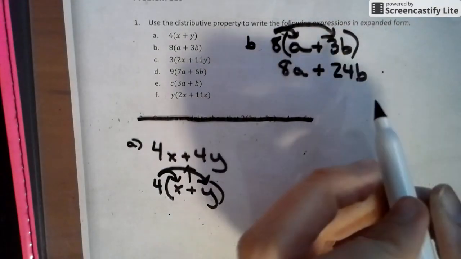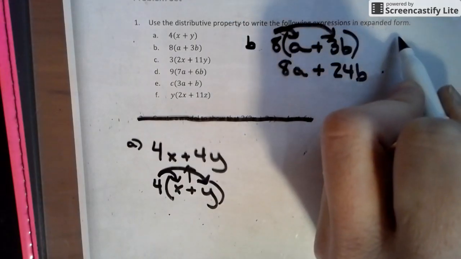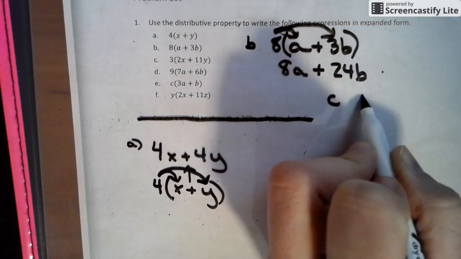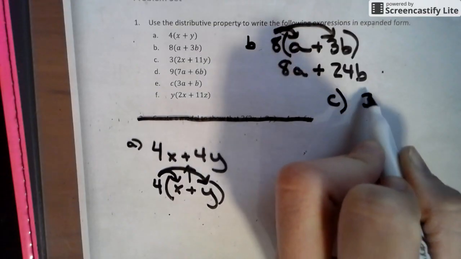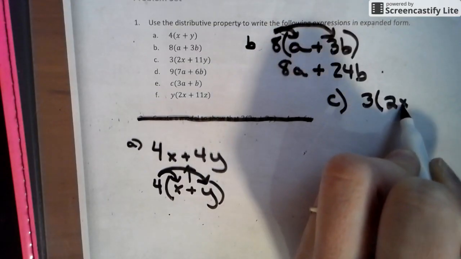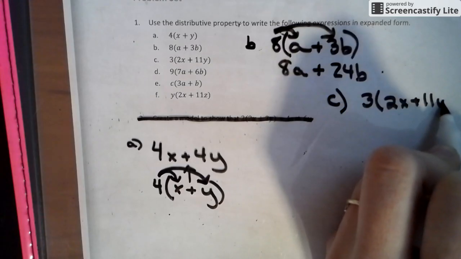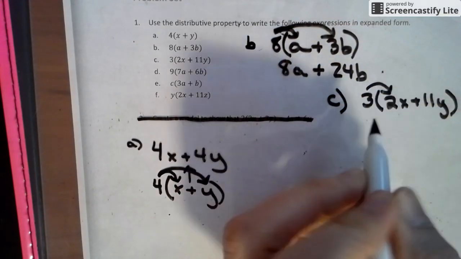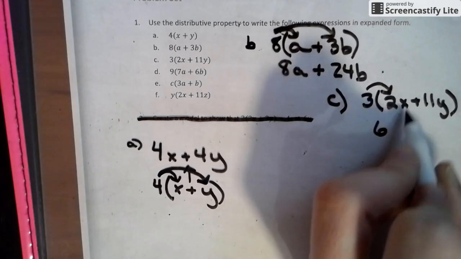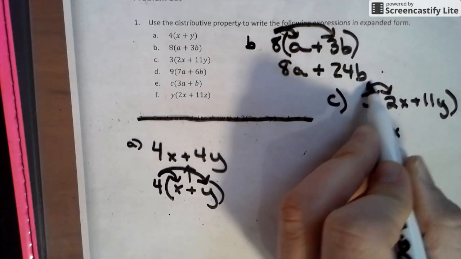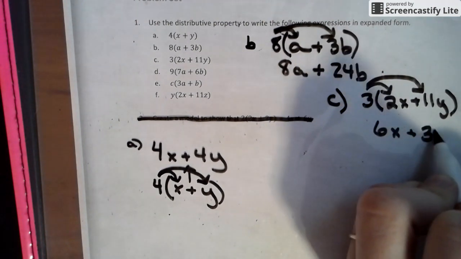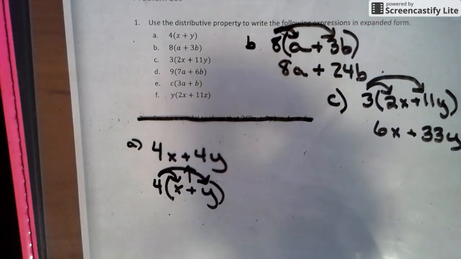So right by it, we're going to do letter C. I don't know if we have enough space over here. We can try. I can squeeze it in. Actually, I'll go underneath. So we have 3 for letter C. We have 3 multiplying by a 2x and an 11y. So we have to give the 3 to the 2 by multiplication, so that's 6. We can't forget to plop the x. And then we have to give the 3 to the 11, so that would be the adding of 33, and we can't forget the y.